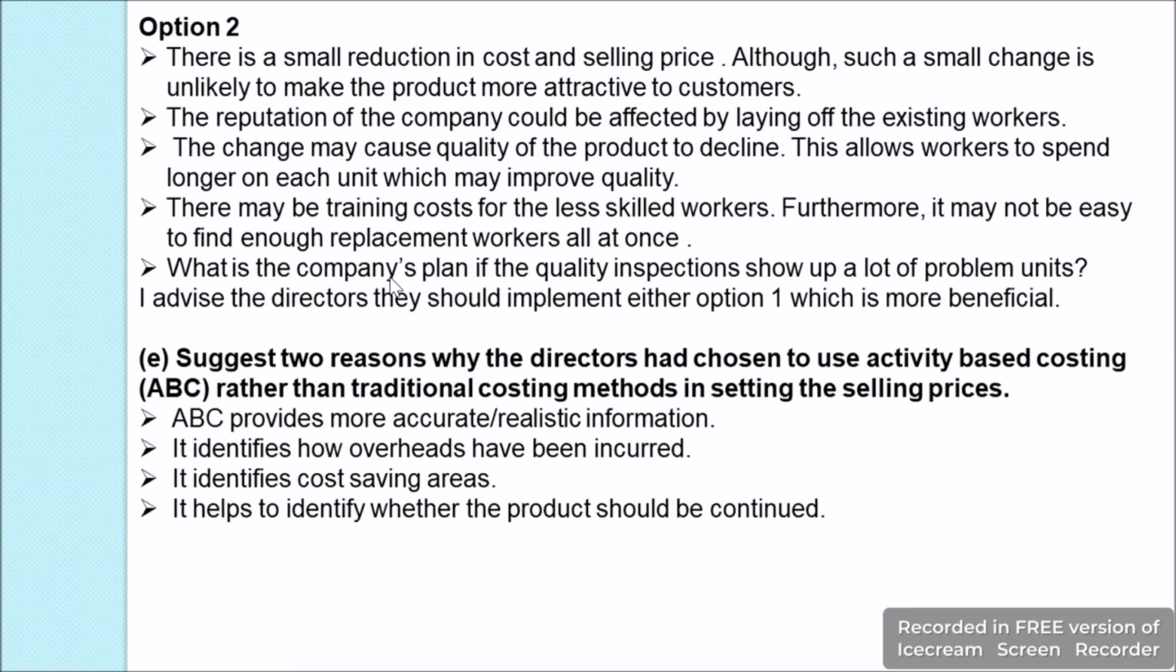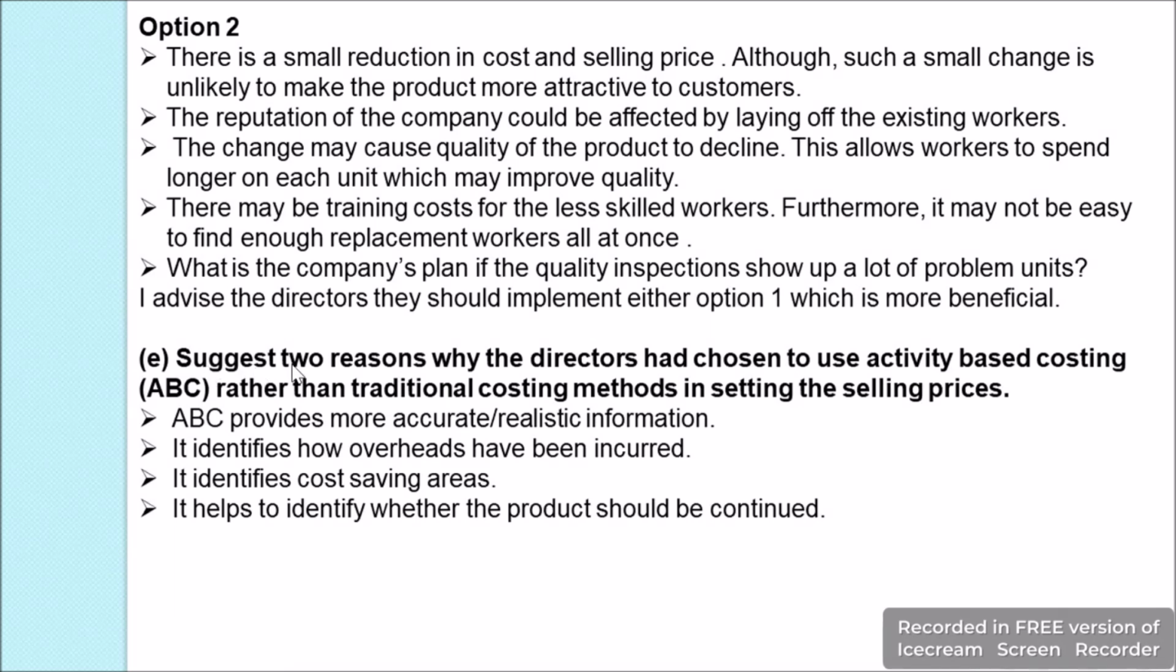And what if the quality inspection shows up a lot of problems because of less skilled workers? There may be lot of problems with the quality as well as with the products produced. So what is the plan of the company should also be made beforehand so that they may not face problem with this. And I would advise the directors that they should implement option 1 because it have more benefits than the drawbacks, and option 2 may not lead to any benefits for the company. Hence option 1 is more suitable option for WJ PLC.